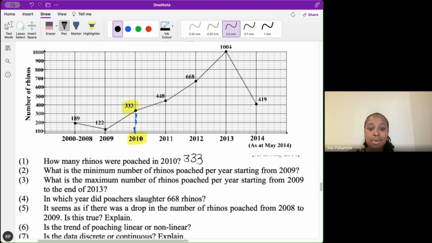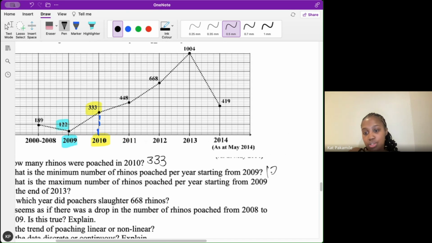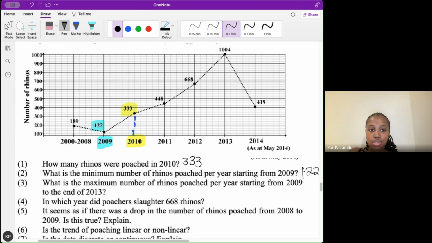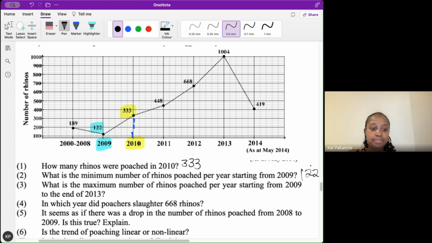What is the minimum number of rhinos poached per year starting from 2009? Starting from here, what is the minimum number of rhinos that were poached? It's the one in 2009, 122. Everything else after that is greater than it, right? So it is actually 122 rhinos, which were poached in 2009.